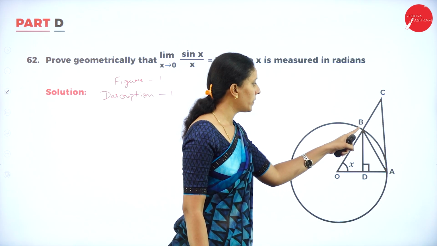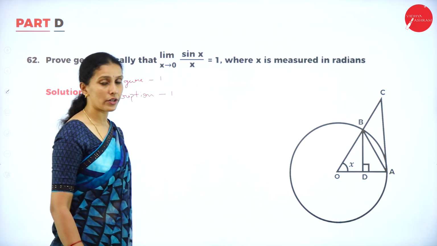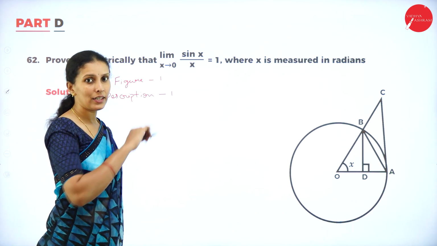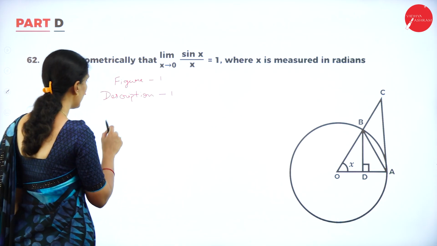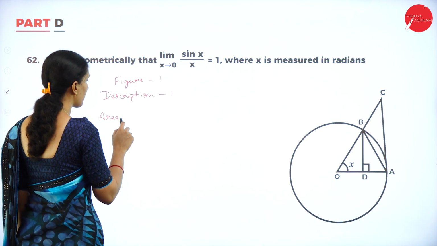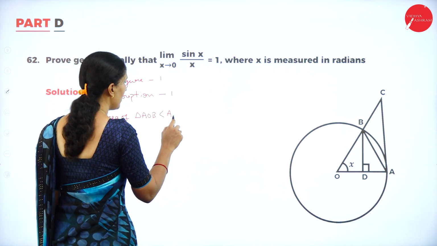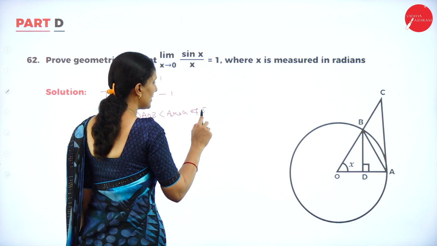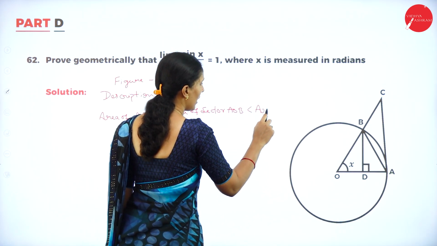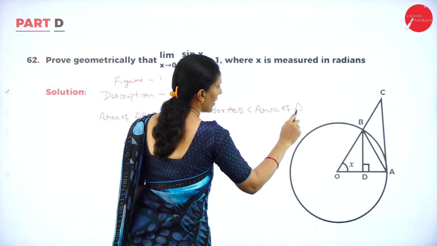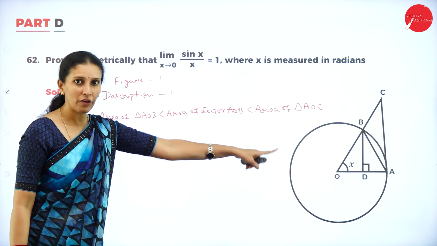So join OB, extend it to BC, then join AB. So these are the constructions you have to draw and write the description. After writing the description, we have to write that area of triangle AOB is less than area of sector AOB, which is less than area of triangle AOC. So this is the thing we have to observe from the diagram.